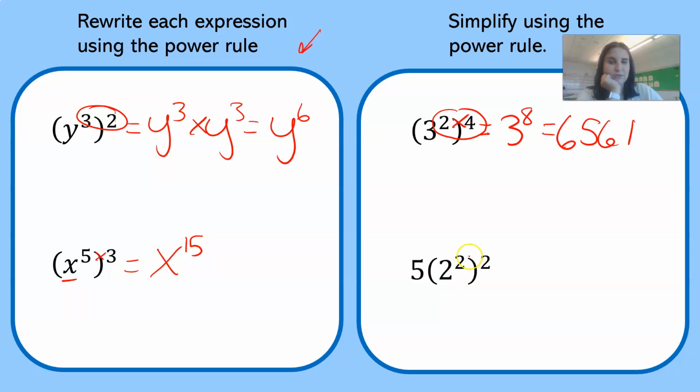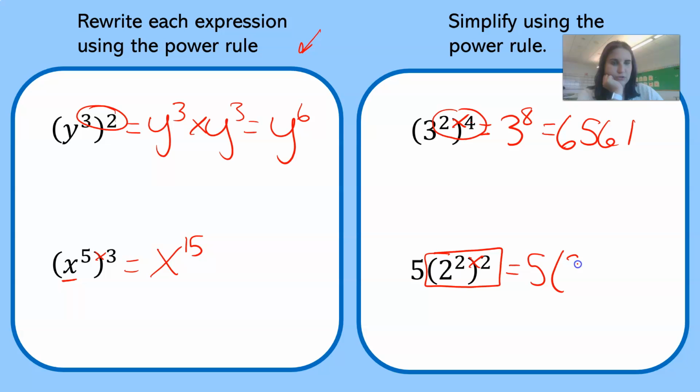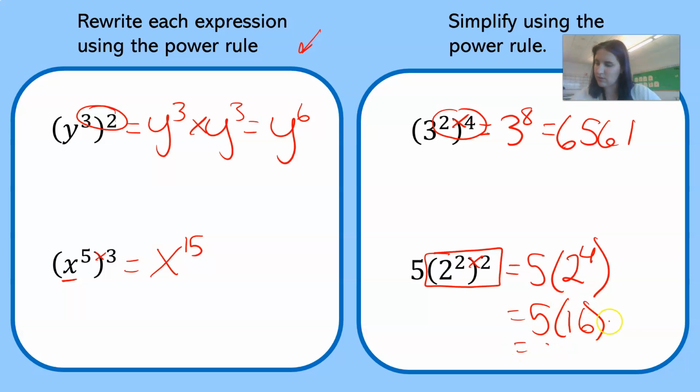All right, and last one, 5 times 2 squared, squared. So I'm going to do my power rule first, right here, which says I can take the exponents and multiply them. So 2 squared, squared would be 2 to the 4th, because 2 times 2 is 4. And then what is 2 to the 4th? Well, 2 times 2 is 4. 4 times 2 is 8. 8 times 2 is 16. So it would be 5 times 16, which is 80. So the answer is 80.